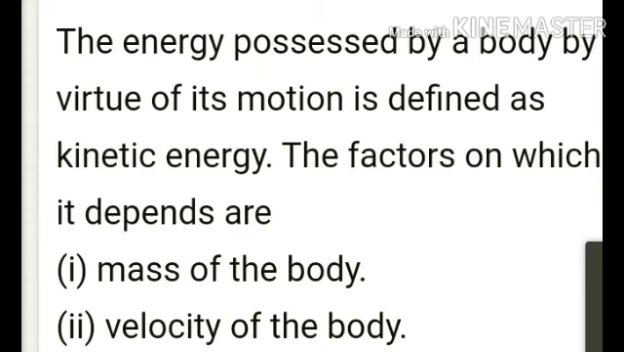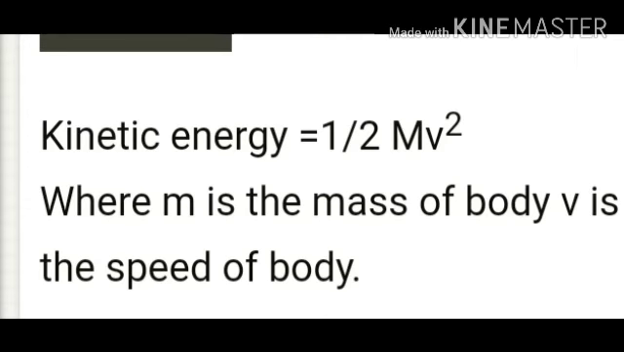Now your next question is, write the expression for the kinetic energy of a body explaining the meaning of the symbols used. We know the kinetic energy of a body is written as half mv square, where m is the mass of the body and v is the speed of the body.